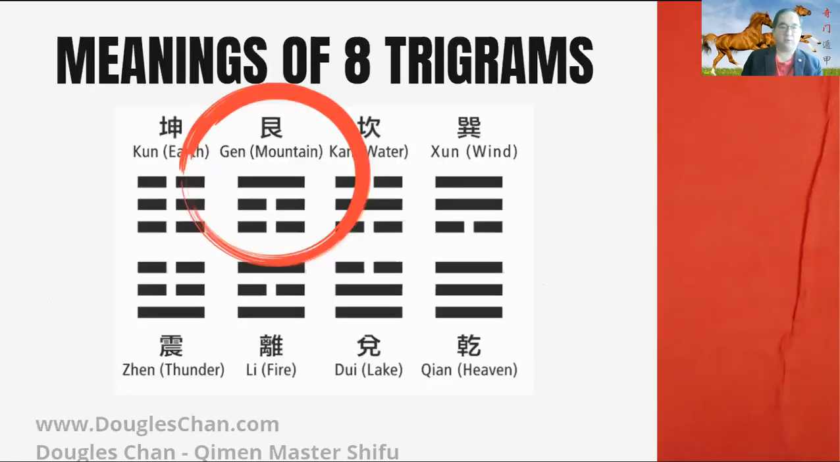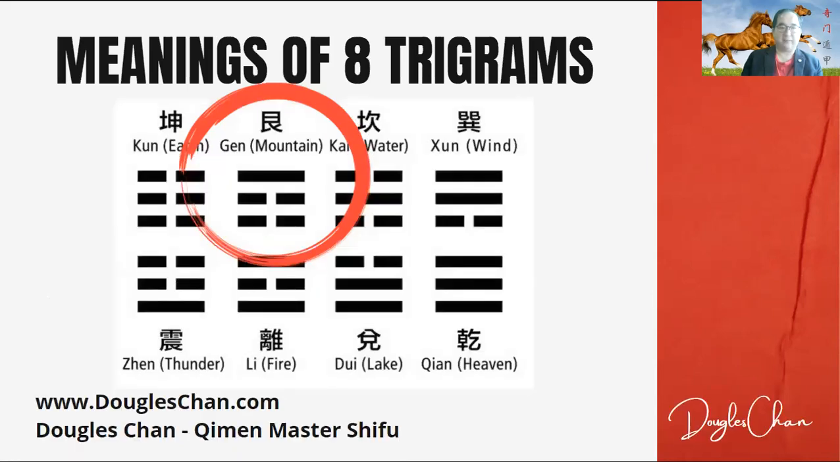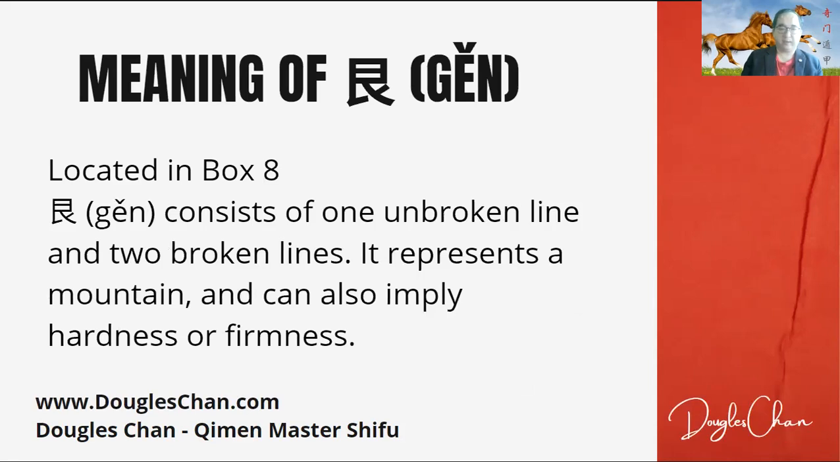Next, we move on to Gen. Gen means an unbroken line with 2 broken lines. It also represents a mountain and can imply stiffness, hardness, and firmness.